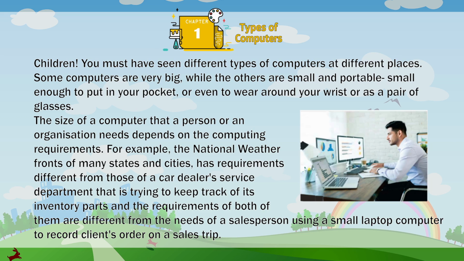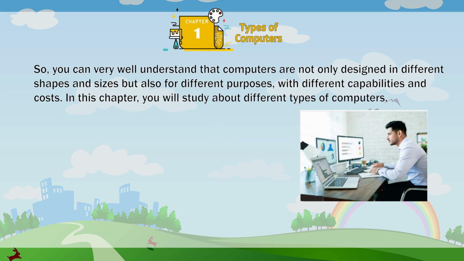For example, the National Weather Forecasting Agency, keeping watch on the weather fronts of many states and cities, has requirements different from those of a car dealer's service department, trying to keep track of its inventory parts. And the requirements of both of them are different from the needs of a salesperson using a small laptop computer to record a client's order on a sales trip. So, you can very well understand that computers are not only designed in different shapes and sizes, but also for different purposes, with different capabilities and costs. In this chapter, you will study about different types of computers.